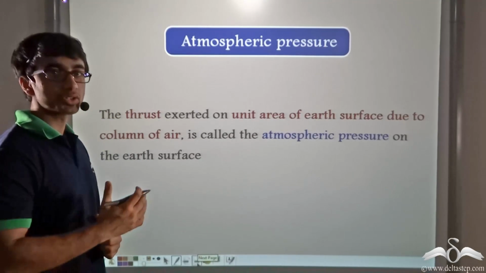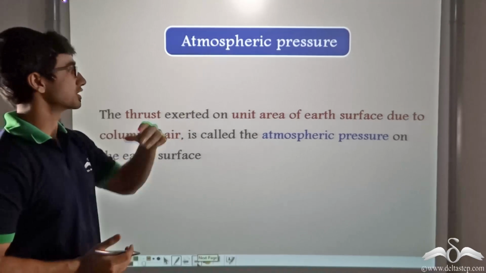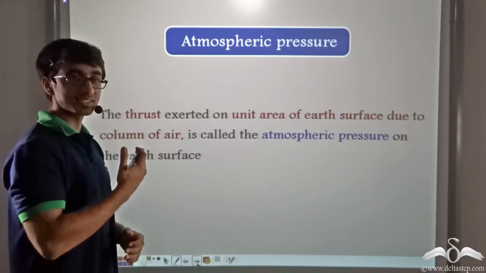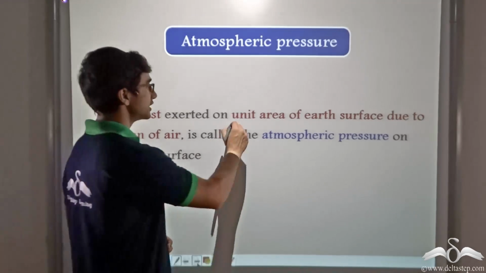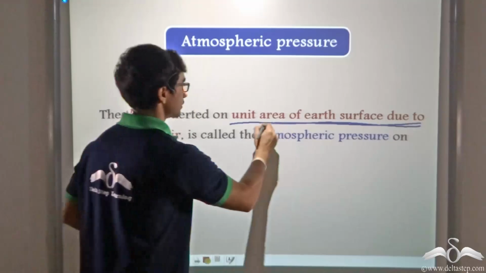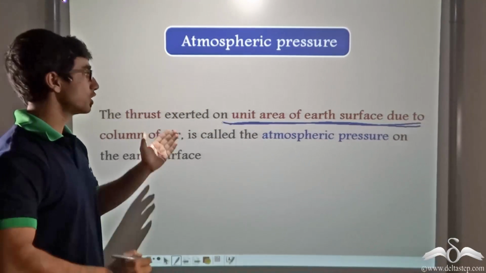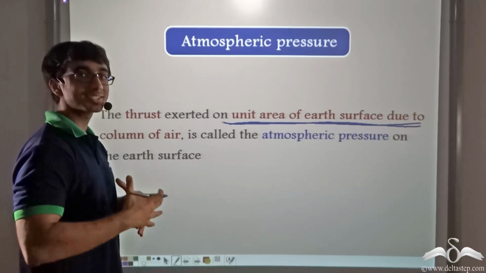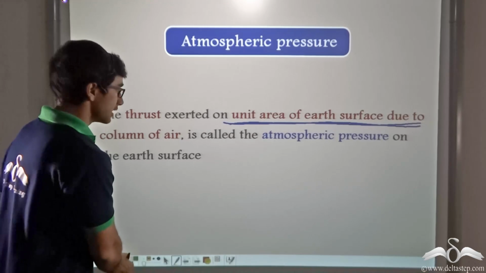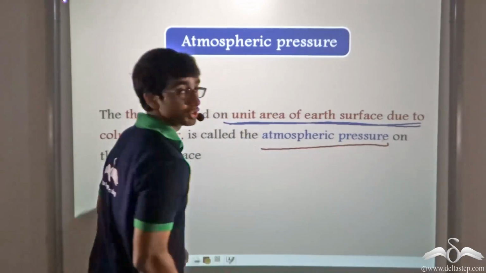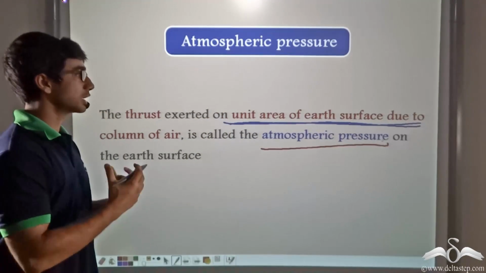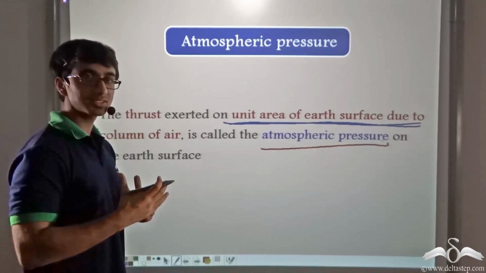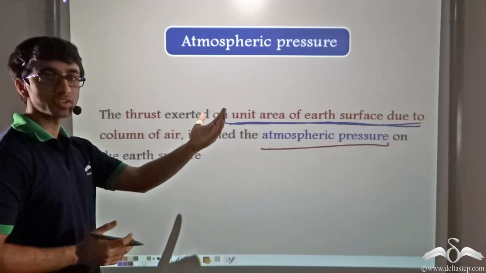Now we arrive at a very important term which is known as atmospheric pressure. What is atmospheric pressure? Atmospheric pressure is the thrust exerted on unit area of the Earth's surface. The thrust exerted on unit area of the Earth's surface due to the column of air or the envelope of air surrounding the Earth is known as atmospheric pressure on the surface of the Earth. So atmospheric pressure is nothing but the weight of the gas molecules all around the Earth exerted per unit area of Earth's surface.